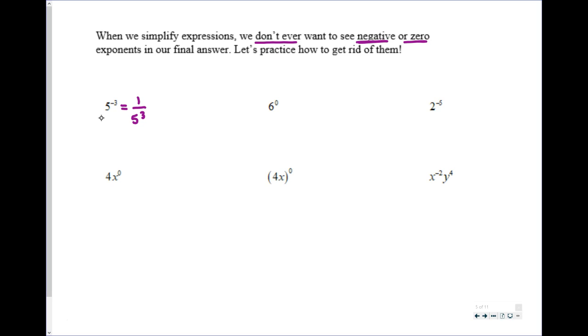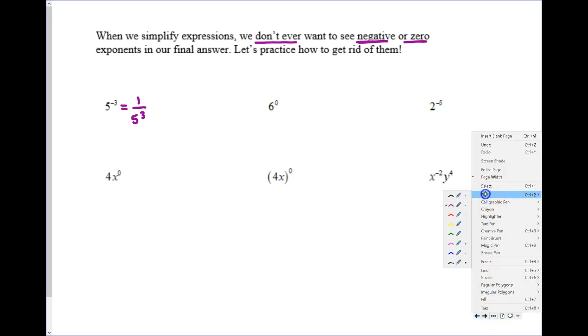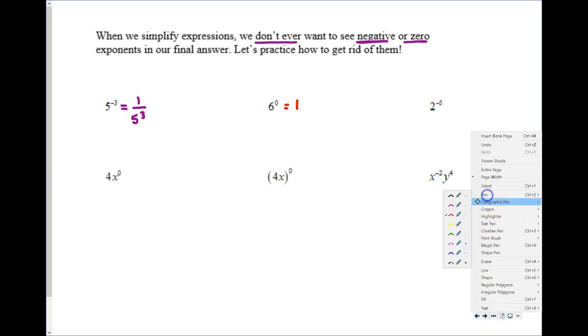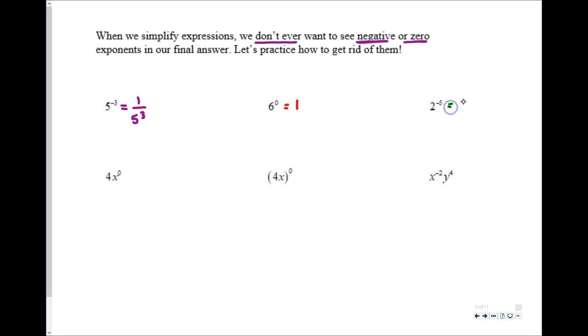It doesn't have a 1 over it to make it a denominator, so I know to put it in the denominator. The next one's easy. Anything to the 0 power is 1. So that's done. 2 to the negative 5. I'm going to take that 2, put it on the bottom, and then make the 5 positive. 1 over 2 to the 5th.